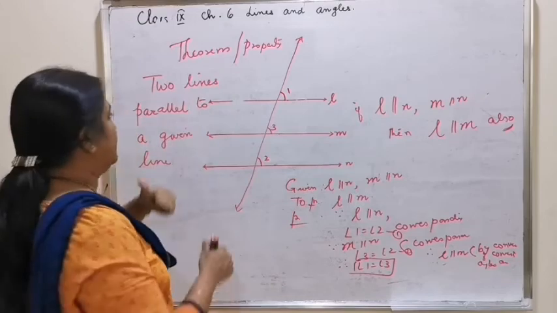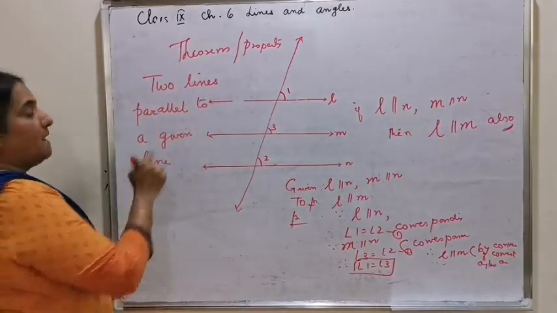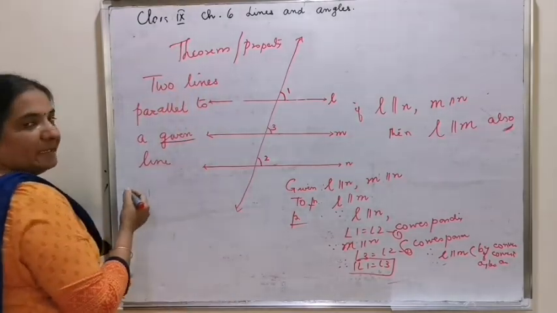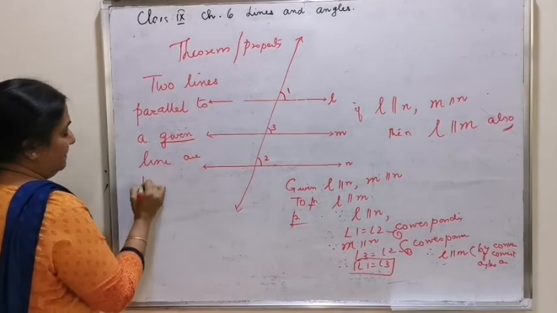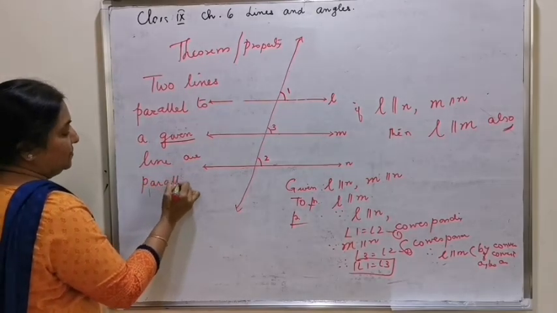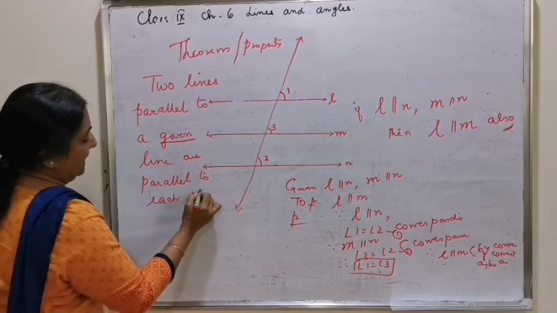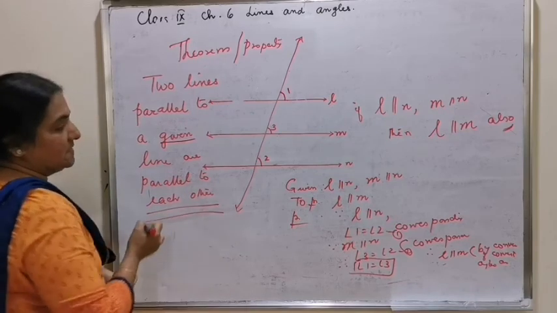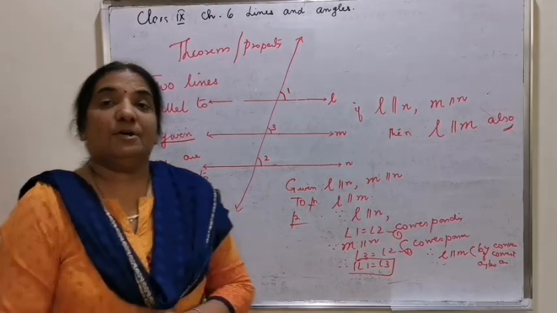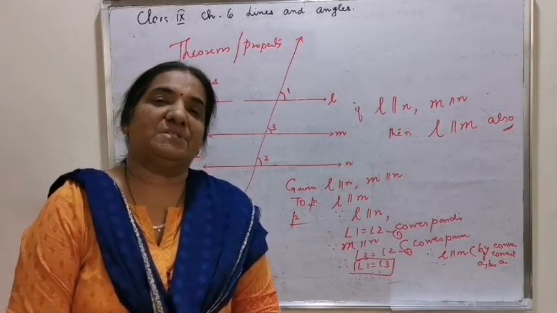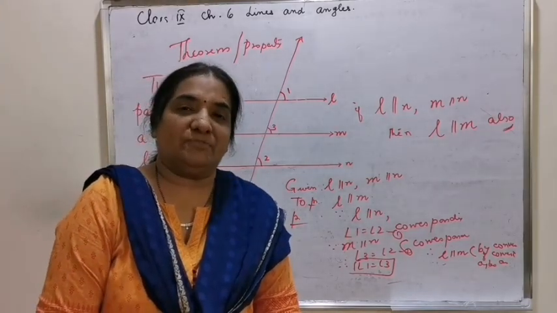See the statement? Two lines parallel to a given line are parallel to each other. This is a very important property which can be used in the remaining part of the lesson.